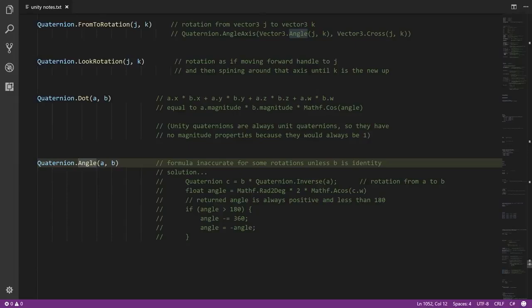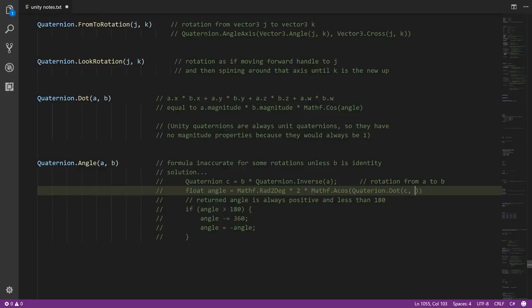And happily, with unit quaternions, it turns out that the magnitude, we won't go into how magnitude is defined for quaternions, but no matter, because with unit quaternions, it's always going to be equal to 1. So we can just ignore this part of the equation. And so when it comes time to compute the angle between two quaternions, what this means effectively is that we're finding the rotation from A to B, and we want to figure out what the angle of that rotation is.